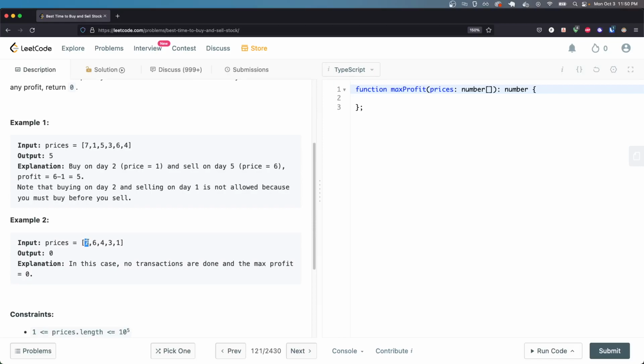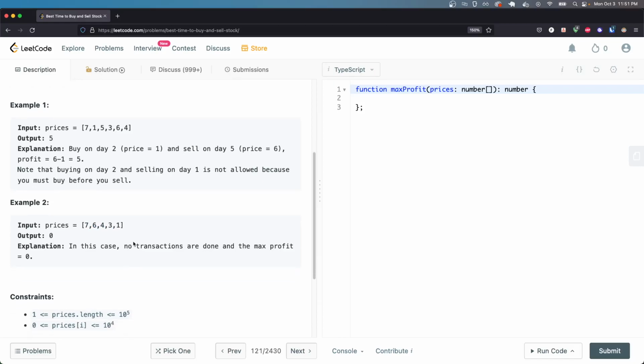Now, look at this and see what the problem is here. You have an output of 0. Why? Because you cannot make a profit whatsoever, because if you buy here, you cannot sell. Here, you would sell for a loss. If you buy here, you sell for a loss. If you buy here, you sell for a loss, and so on and so forth. So at some point, any value after whichever value you choose to buy has to be larger. Otherwise, there's no possible profit.